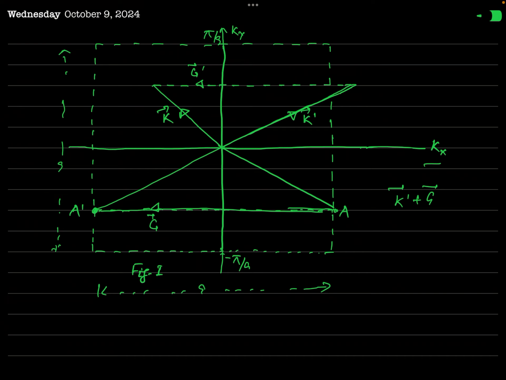So here a question arises: shall we count both A and A dashed lying in the first zone?